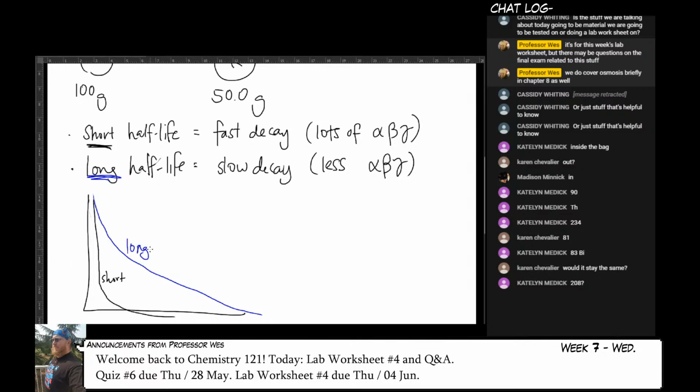Now, for uranium, it would be really long. Uranium would almost be a vertical line going this way.